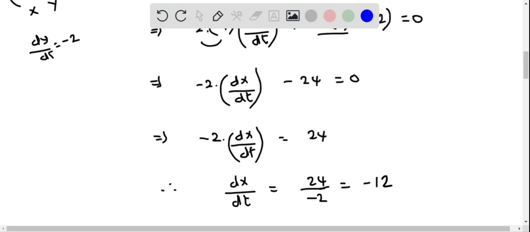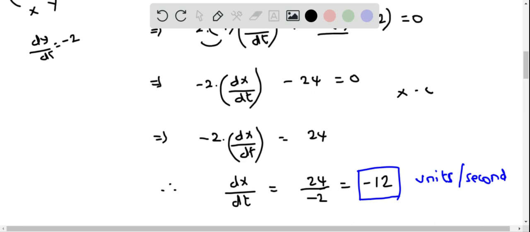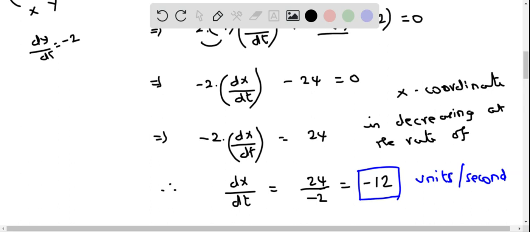Otherwise, we say that the x coordinate is changing at the rate of 12 units per second, or we can say that the x coordinate is decreasing at the rate of 12 units per second.